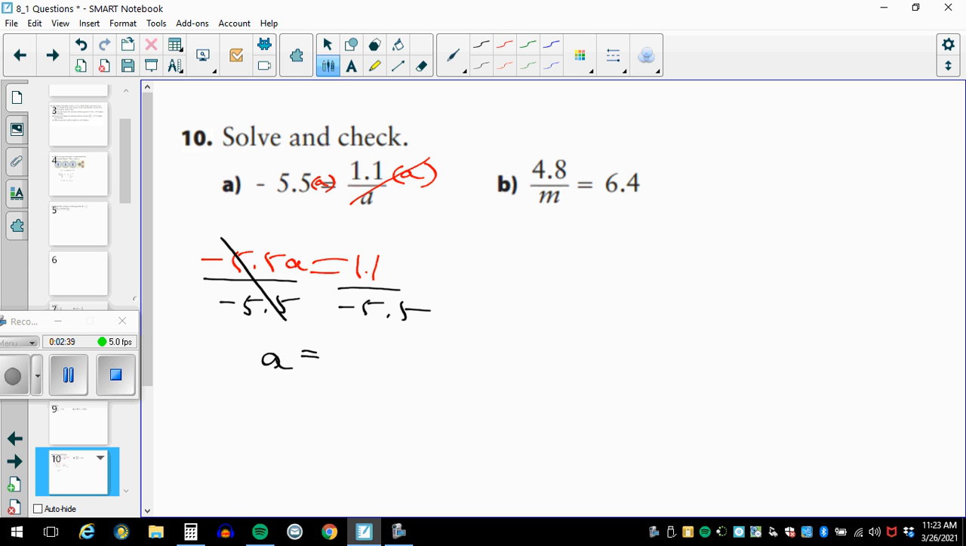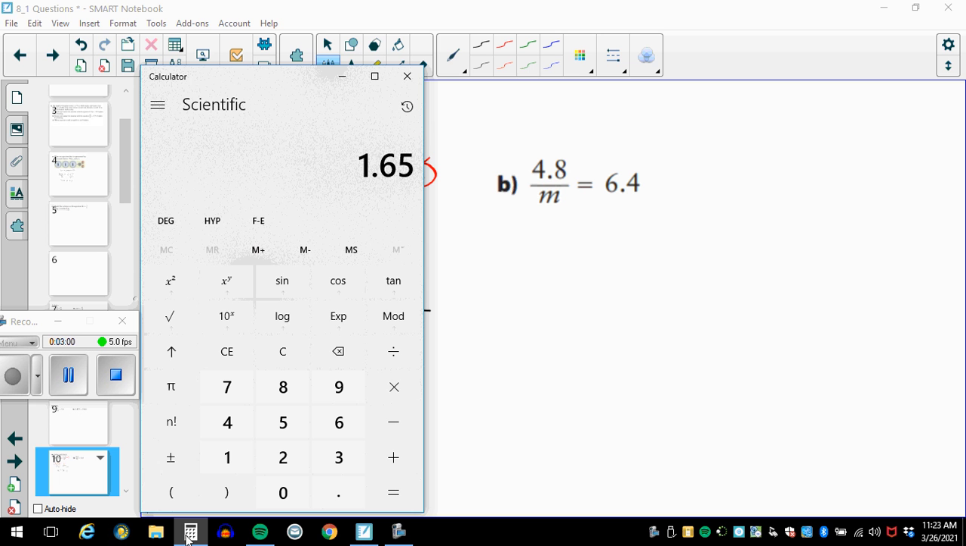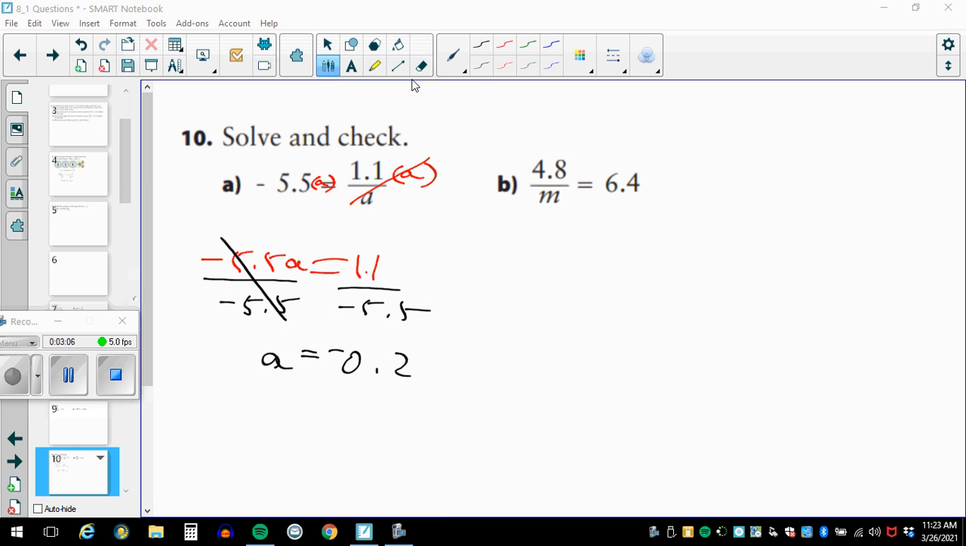Let's think about it mentally for a second. If you have $1.10 and you're making a pile of $5.50, how much of a pile can you make? If you have $1.10 and you're dividing it into piles of $5.50, a fifth of a pile. So what's a fifth as a decimal? 0.2. So if I think of it that way, I got the exact answer, but then I can grab my calculator. $1.10 divided into piles of $5.50 is 2/10 or a fifth of a pile.